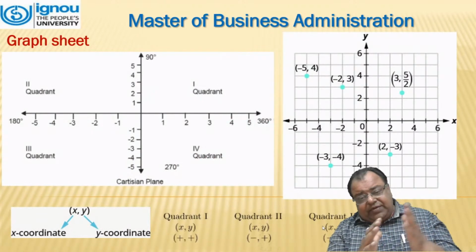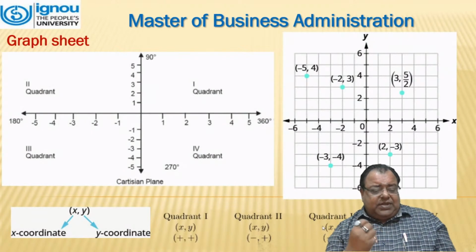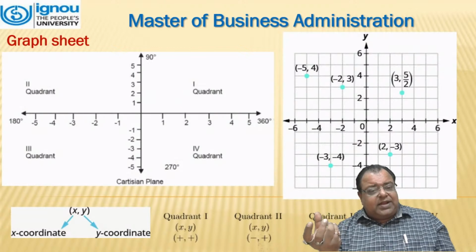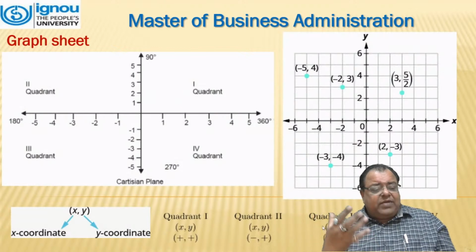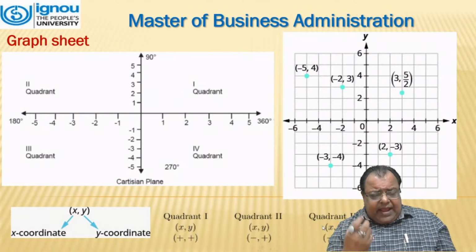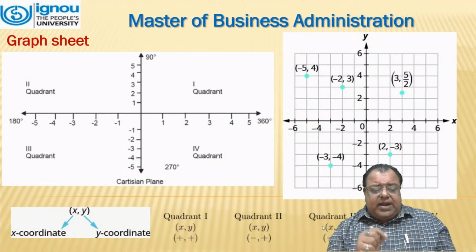Now, after this, the next step will be converting this into a graphical representation. I'm just providing a brief of how these coordinates are formed and which quadrants are there. Your graph sheet will be like this. We have to draw quadrants along x and y. You can see over there x is your x coordinate and y is the y coordinate.